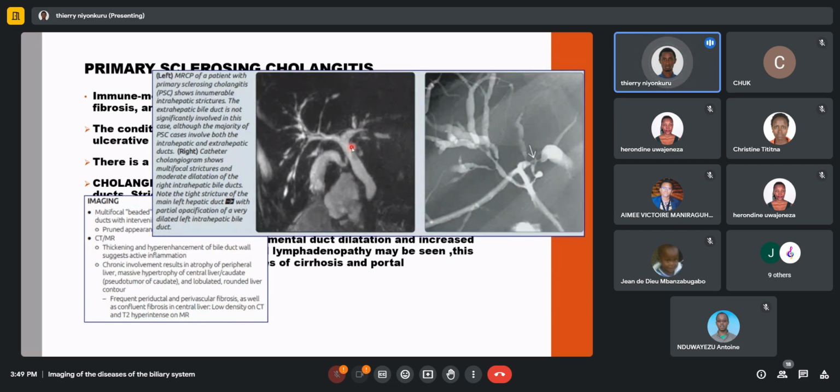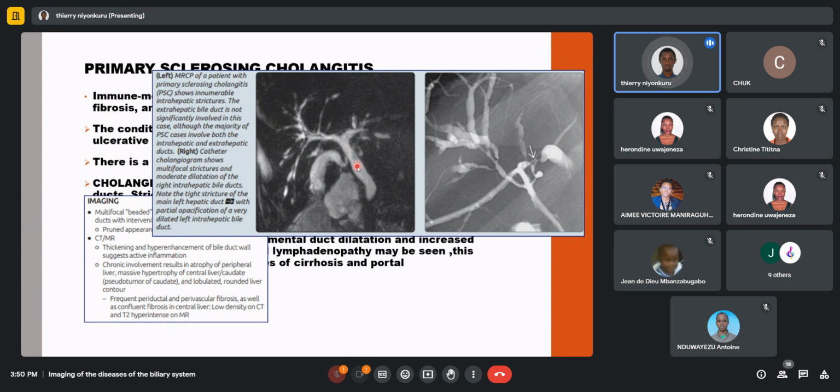So on this MRCP, this is a patient who has this. If you can see very well, the right and the left intrahepatic duct, and we see the common hepatic and the common bile duct and the cystic duct. So we see that the intrahepatic ducts are not normal. We can see that there are some areas with signal void. These are strictures, small strictures of the intrahepatic duct. But for the extrahepatic duct, you can see that there is no predominant signal void, which seems to be normal.